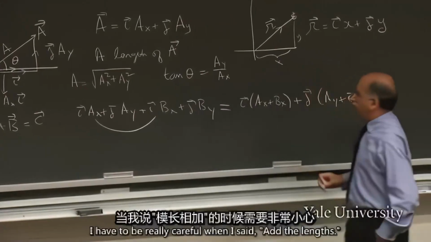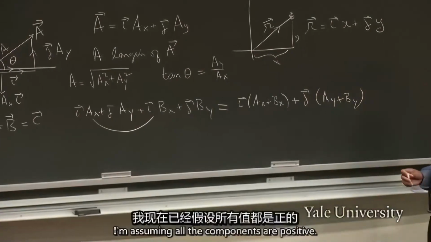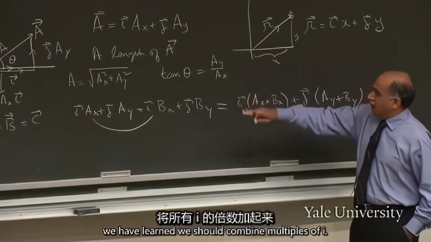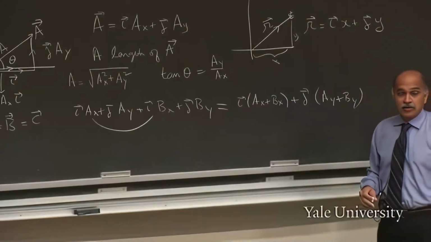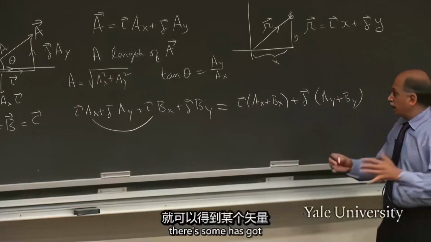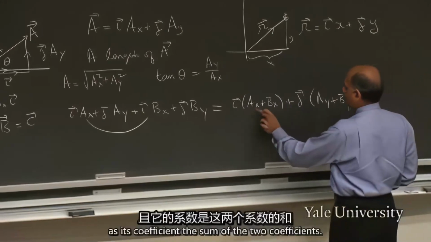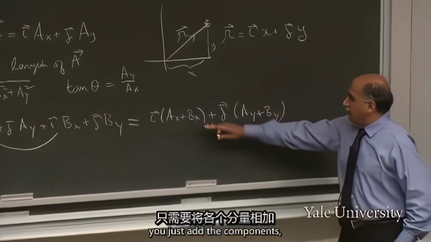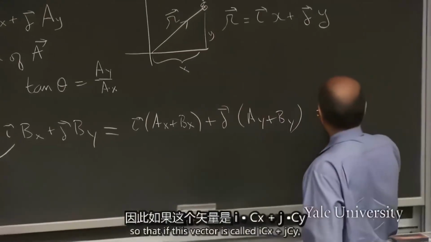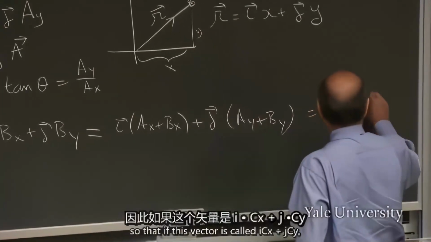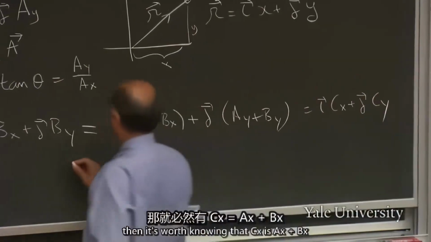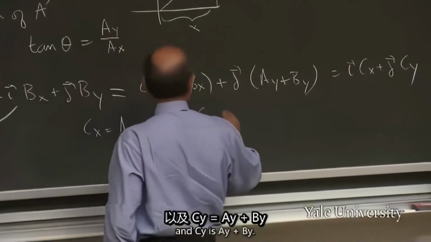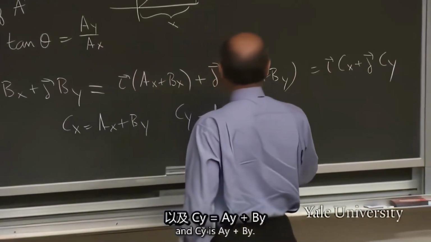I have to be a little careful when I said add the lengths. I'm assuming all the components are positive. If some of Ax and Ay are positive, some are negative, this is the way by which we have learned we should combine multiples of i. When I give you a multiple of i and another multiple of i, their sum has as its coefficient the sum of the two coefficients. This says when you add two vectors, you just add the components. So if this vector is called i times Cx plus j times Cy, then it's worth knowing that Cx is Ax plus Bx and Cy is Ay plus By.